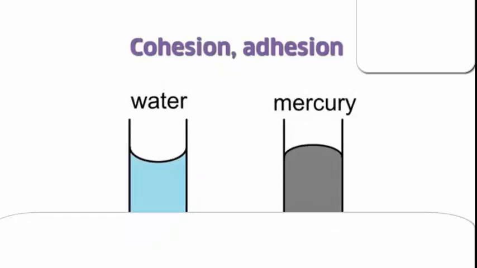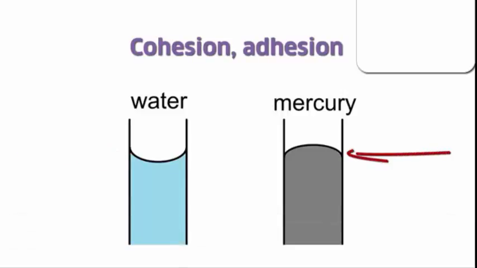Now if you see, water makes a U shape, and mercury in the same capillary tube makes the opposite shape. This shows that water has more adhesive force towards the wall as compared to mercury, and mercury has more cohesive force among its molecules than water. This is how we complete adhesive force and cohesive force.